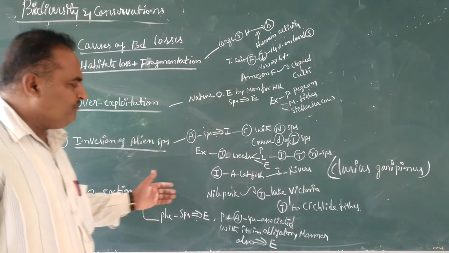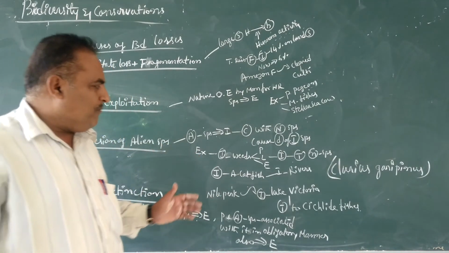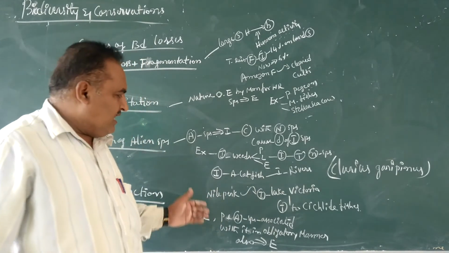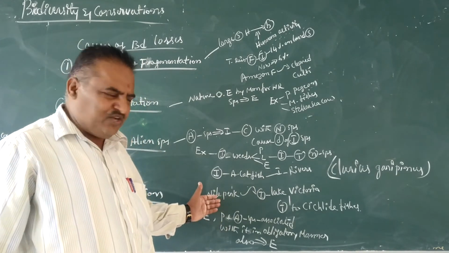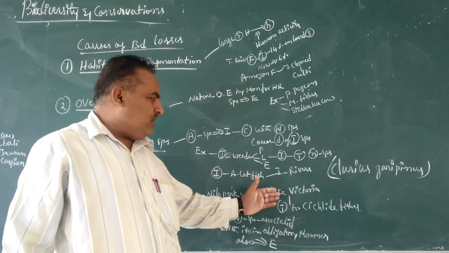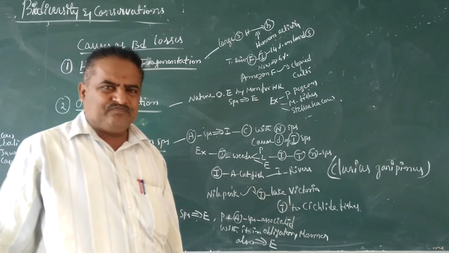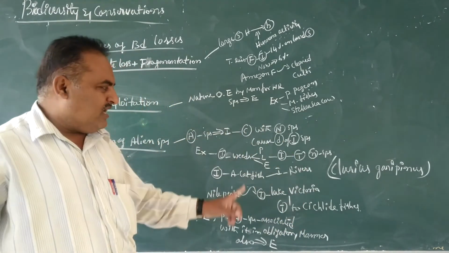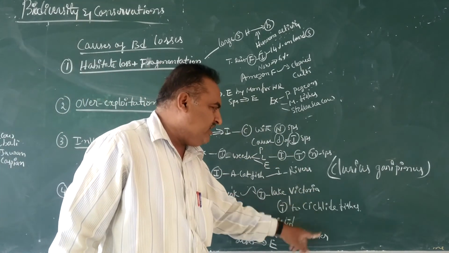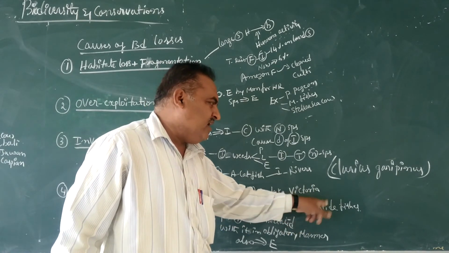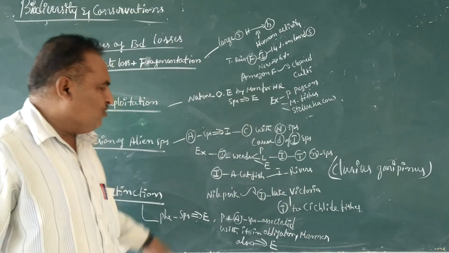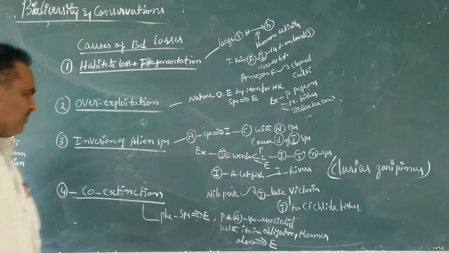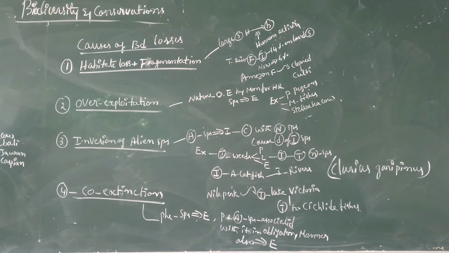And one more example: Nile perch, a fish, was introduced into Lake Victoria. It is a threat to cichlid fishes, which were eliminated due to the introduction of Nile perch. That is one more example of the invasion of alien species.